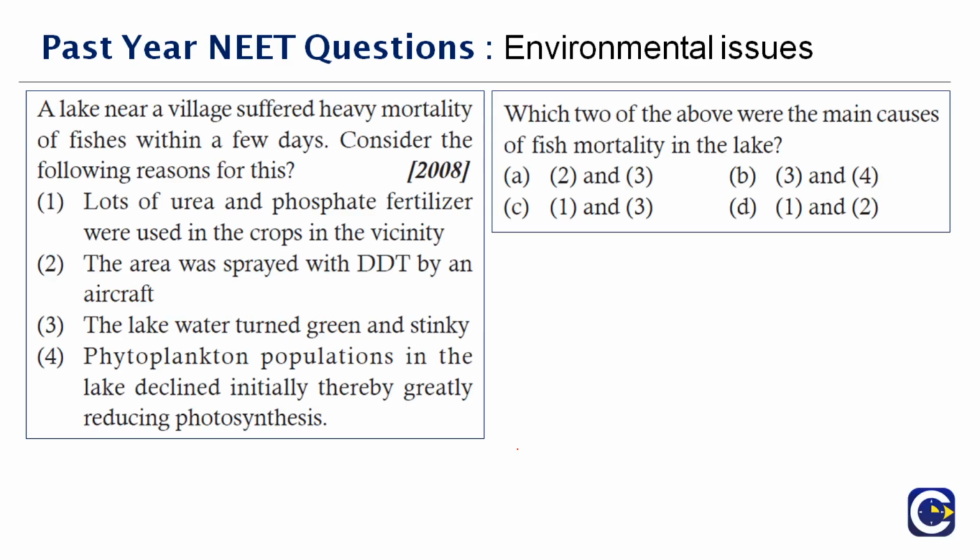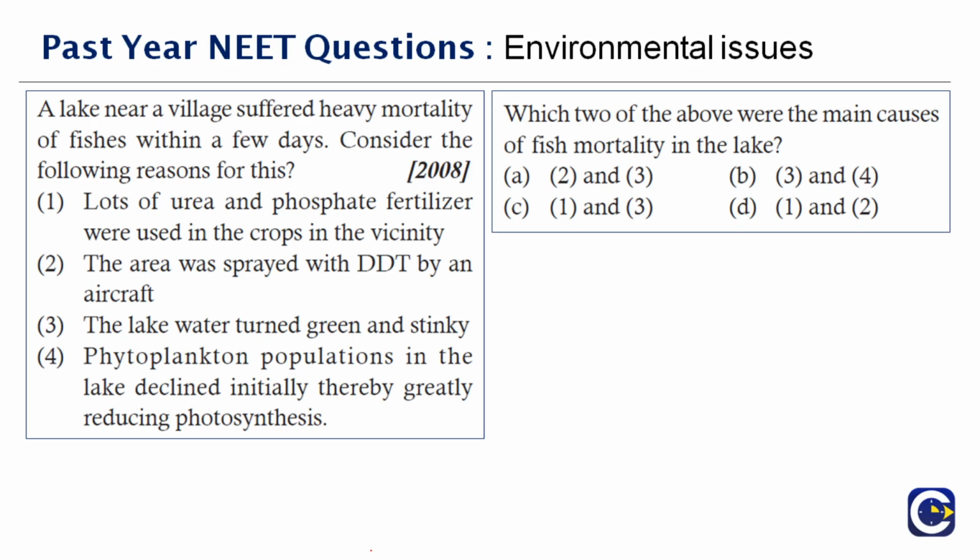Next question here, a lake near a village suffered heavy mortality of fishes within a few days. Consider the following reasons for this. We have to analyze the statements here. Lots of urea and phosphate fertilizer were used in the crop in the nearby fields. That is the right answer, because we saw in the very first question of this part, where we spoke about eutrophication, that phosphate detergents and phosphate fertilizers from agricultural lands, when dumped into the water, cause eutrophication. The main reason why aquatic organisms cannot survive is that they don't get oxygen, and that oxygen has to be in dissolved form.